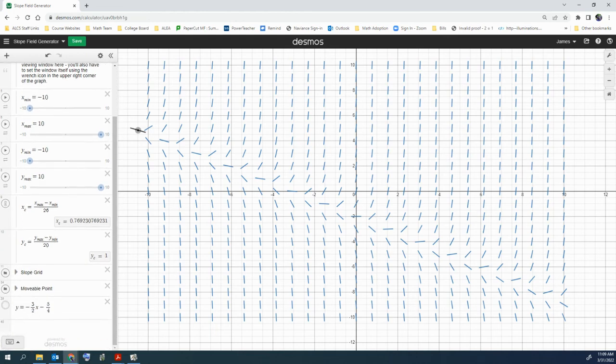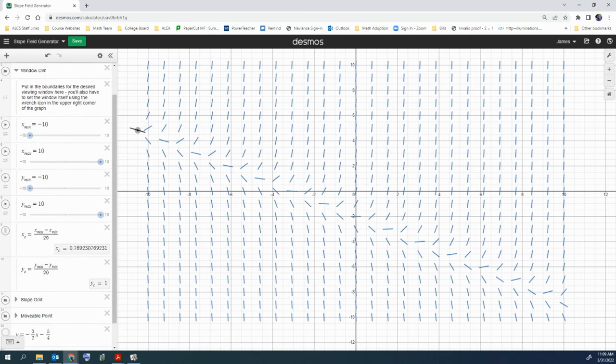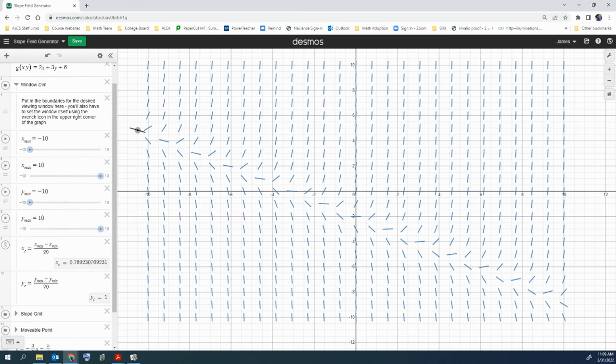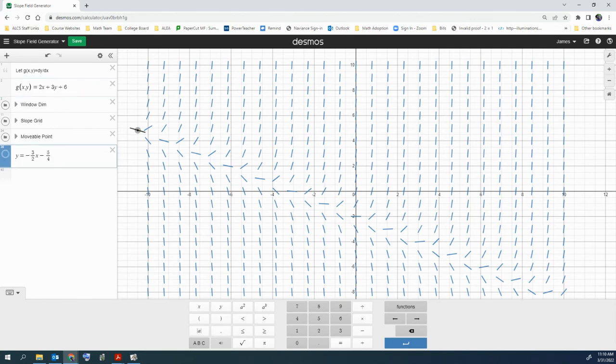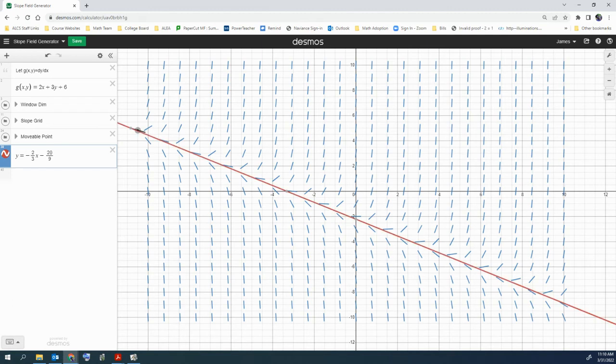I have a spot. Oh, hold on. I was messing with the window. Actually, I'll leave the window alone. So let me go back here. What was our coefficient for the slope? Was it negative 3/2? Oh, negative 2/3. Cool. Thank you. Negative 2/3 x, and then minus 20 over 9. And if I turn that line on, there it is.